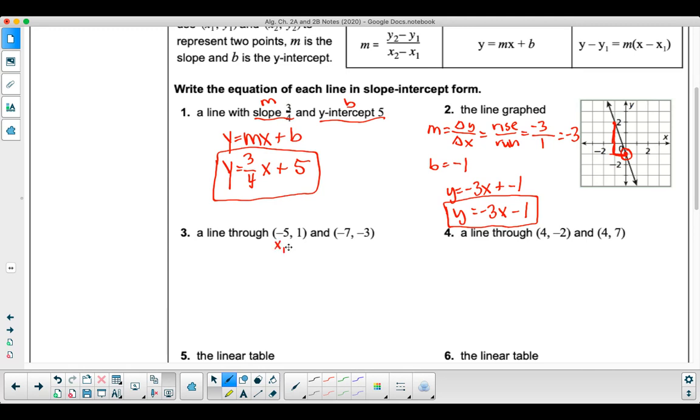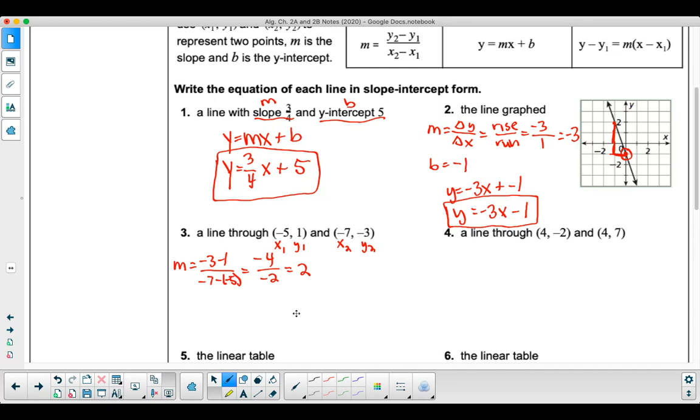So this point can be labeled x sub 1, y sub 1. This point can be labeled x sub 2, y sub 2. And to find the slope, I'm going to do y sub 2 minus y sub 1. So -3 minus 1 over x sub 2 minus x sub 1, -7 minus -5. So -4 on top. Subtracting a negative is the same as adding a positive, so -7 plus 5 is -2. -4 over -2 simplifies to a +2.